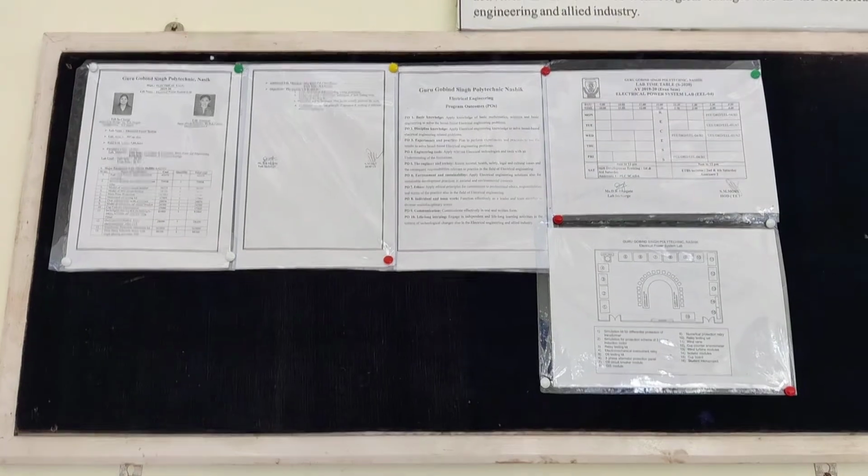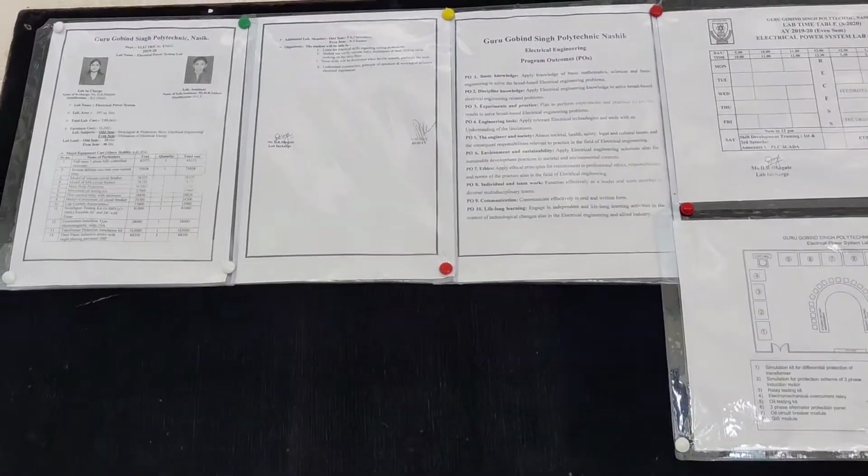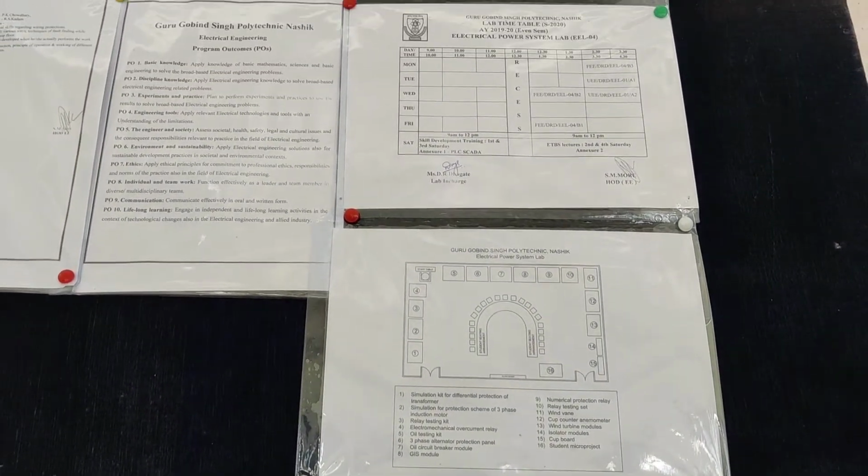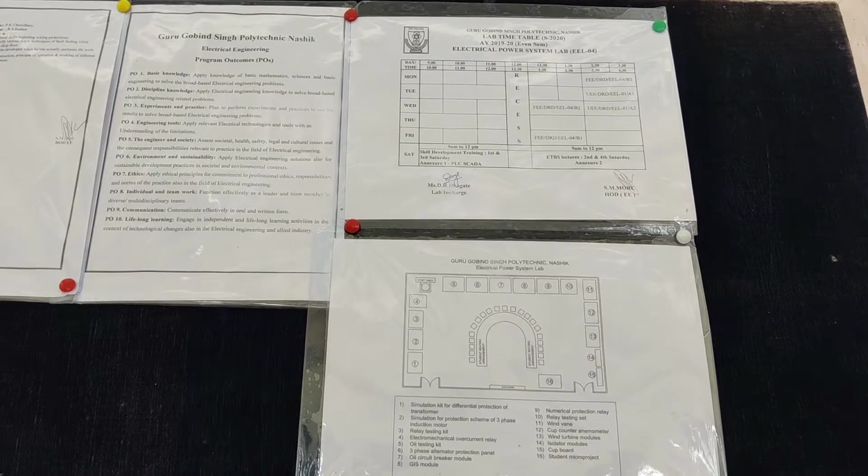Here you can see the notice board. On the notice board, a list of practicals is given. Then here you can see the layout of the complete lab as well as the timetable. The lab timetable is given here.